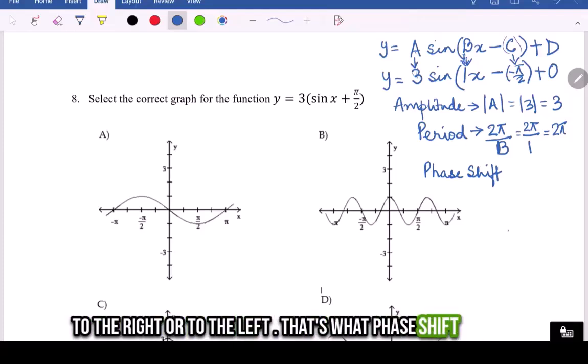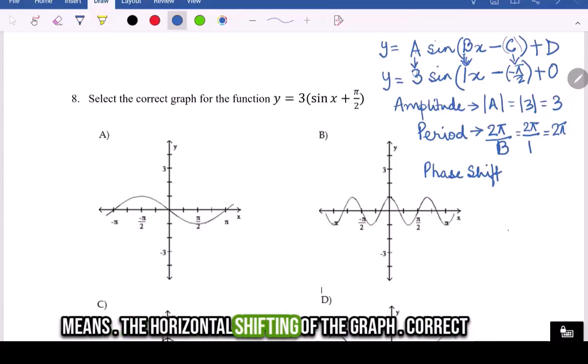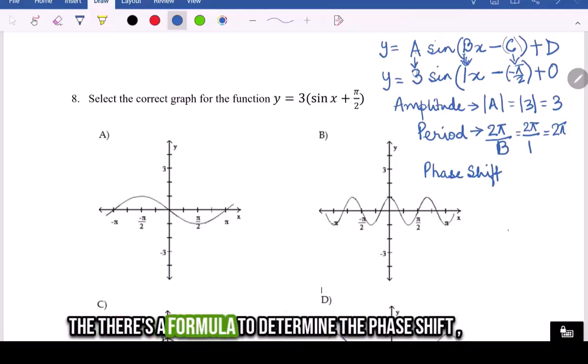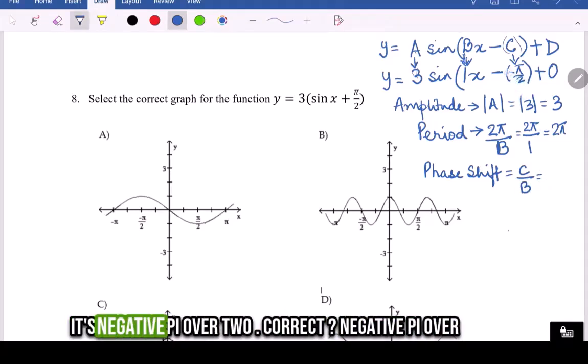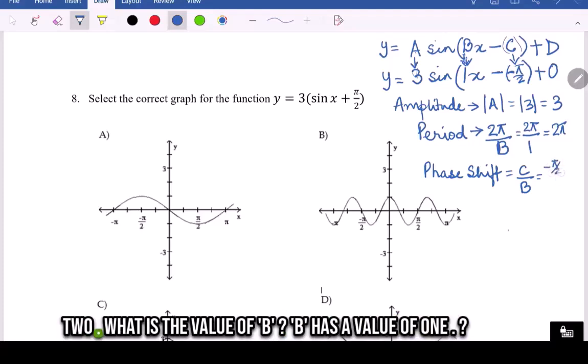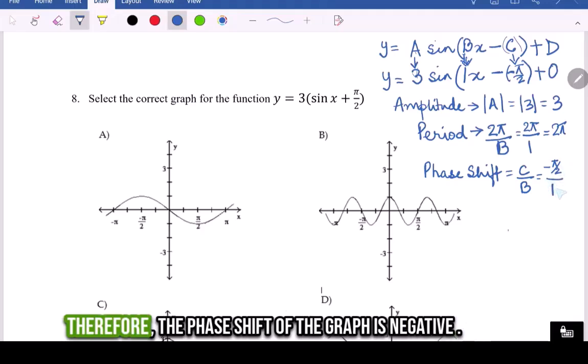That's what phase shift means, the horizontal shifting of the graph. There's a formula to determine the phase shift, and that's C divided by B. What is the value of C here? It's negative pi over 2, correct? Negative pi over 2. What is the value of B? B has a value of 1. Therefore, the phase shift of the graph is negative.